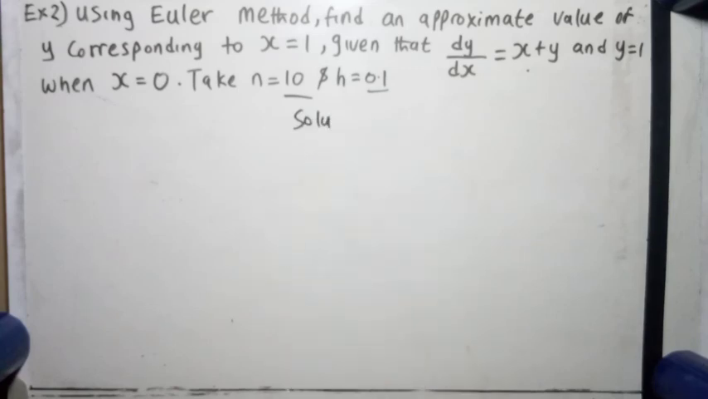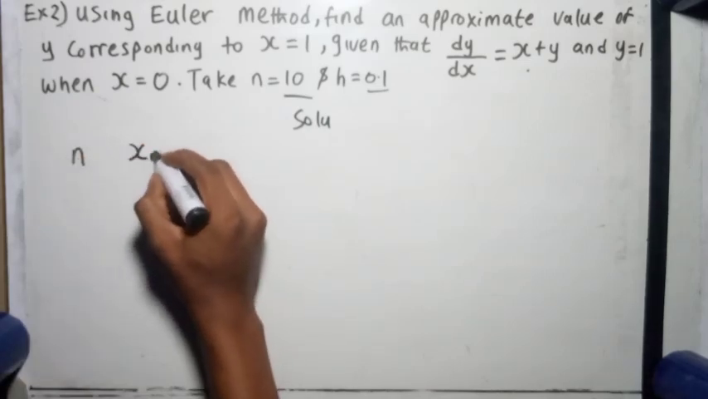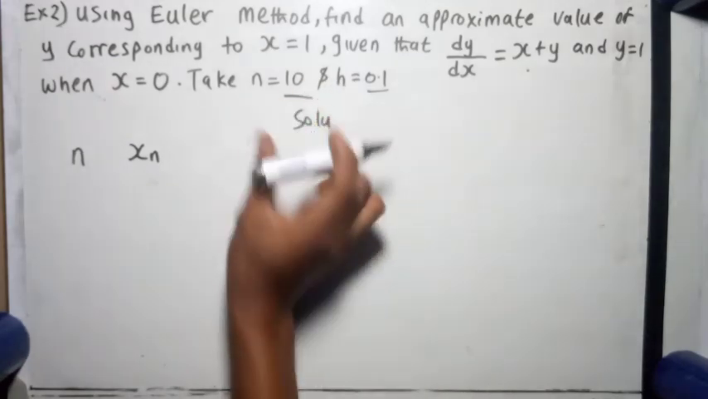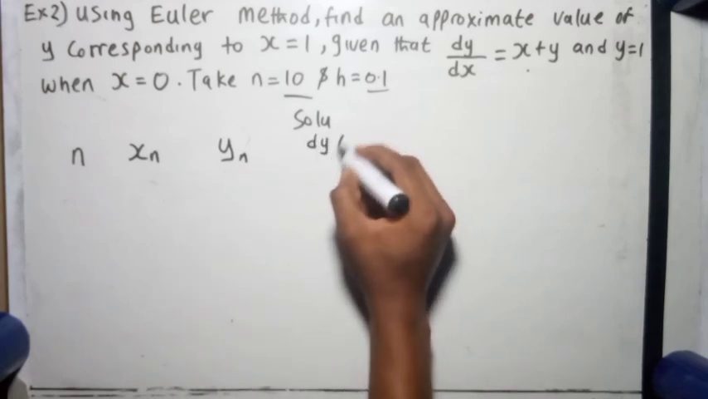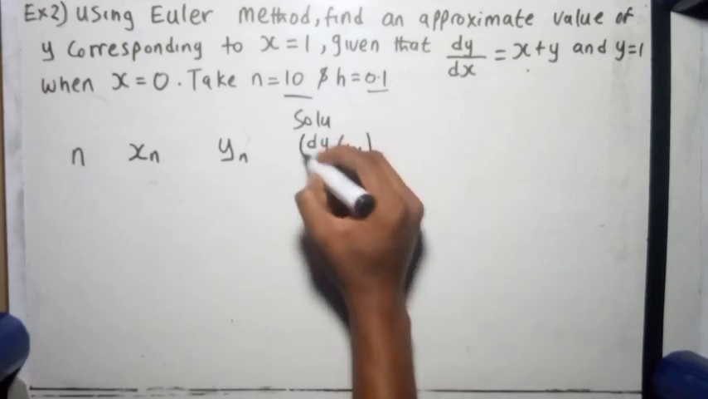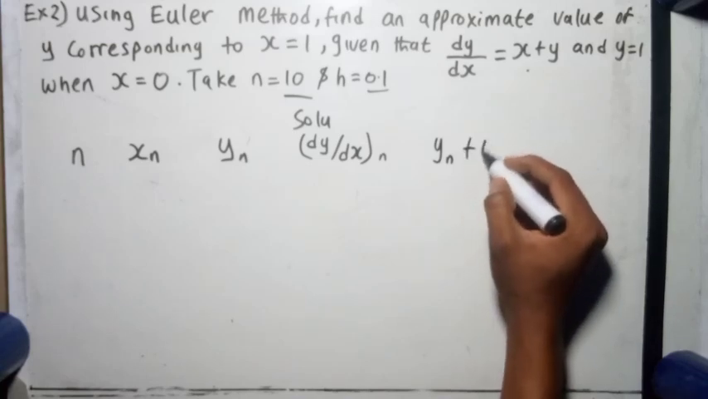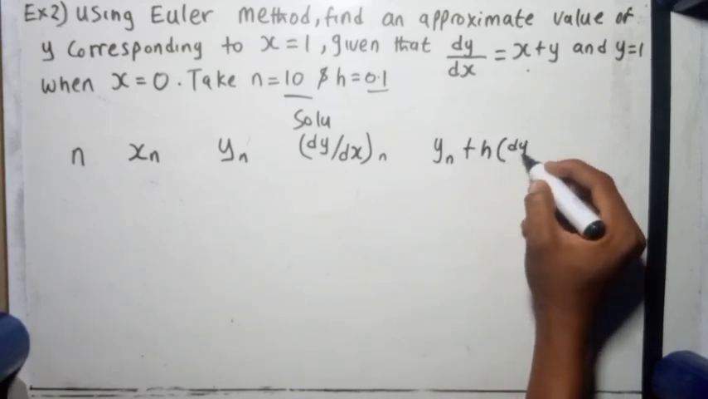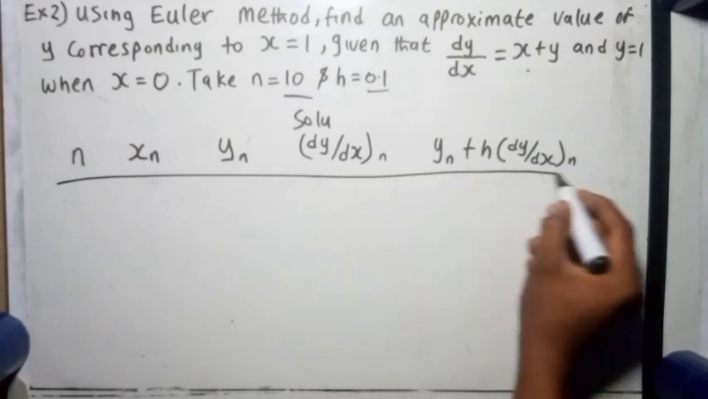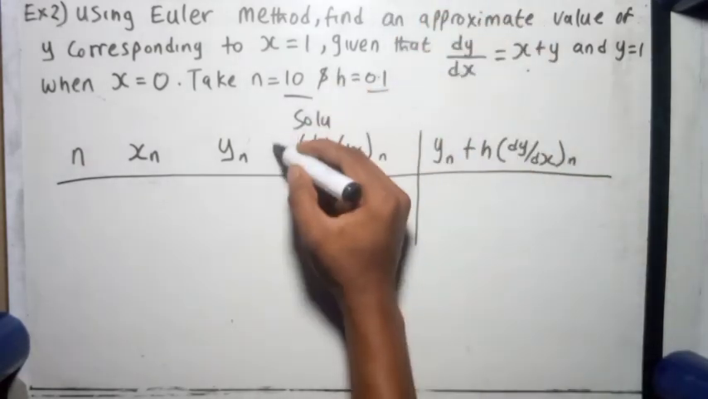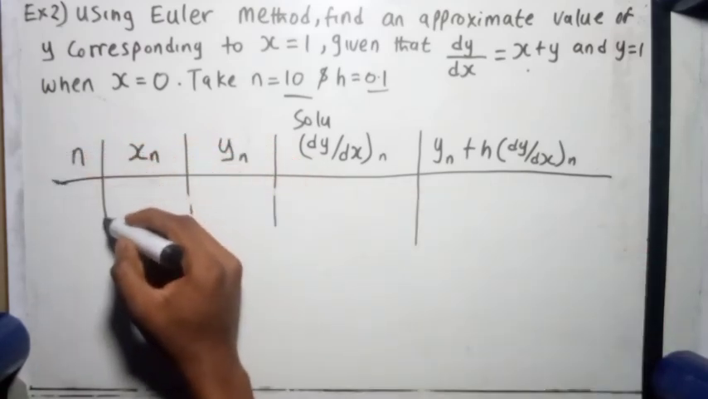So first thing is our table. This is the trend: n, x n, y n. Then you have your dy/dx, then your y n plus h dy/dx n. Okay, so since you have gotten this heading, the rest is now a piece of cake.